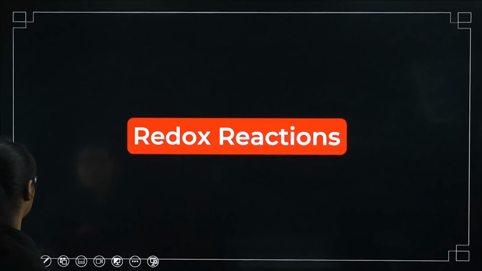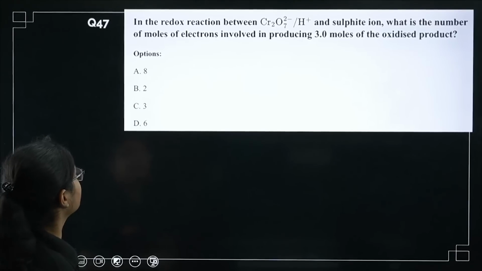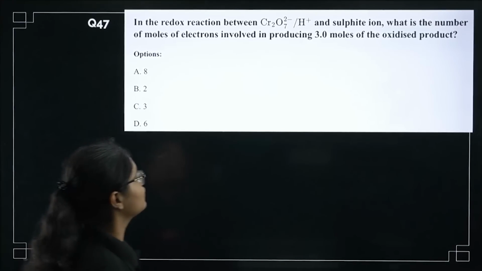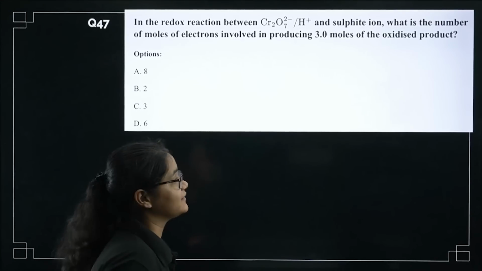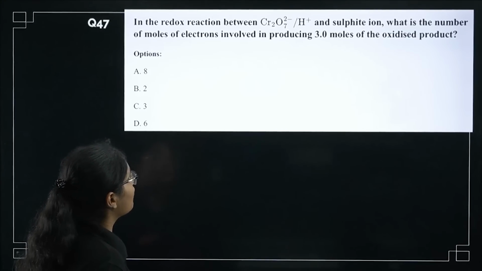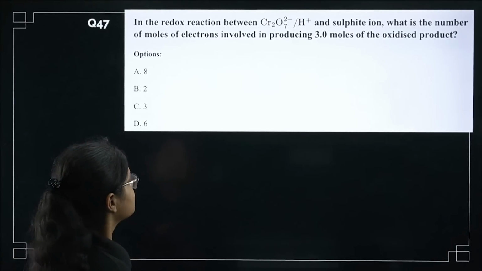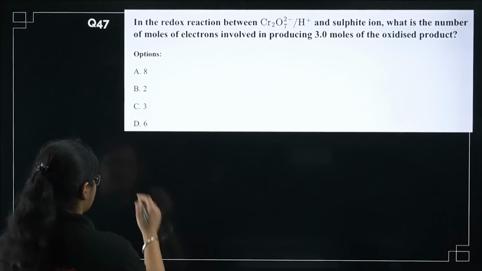Next, question number 47, redox reaction. Let us see the next question. In the redox reaction between Cr2O7 2 minus in H plus, that means an acidic medium, and sulfite ions, what is the number of moles of electrons involved in producing 3 moles of oxidized product? First of all, you have to write the balanced equation for this.